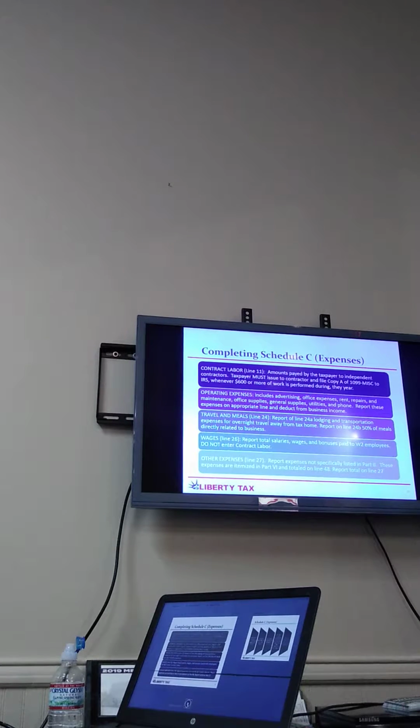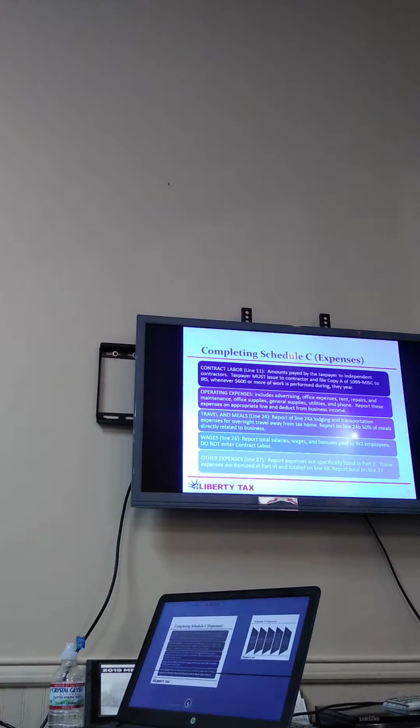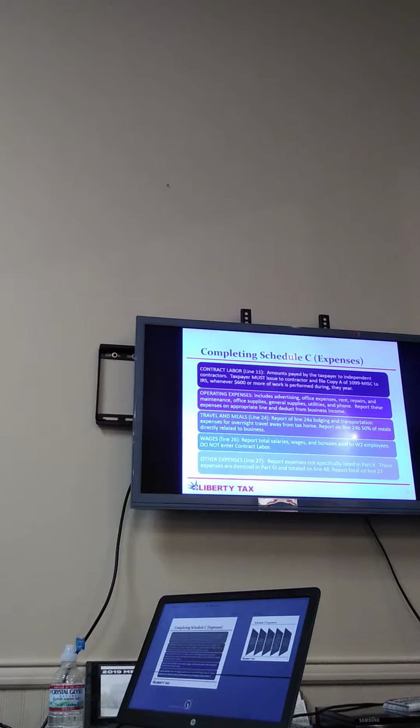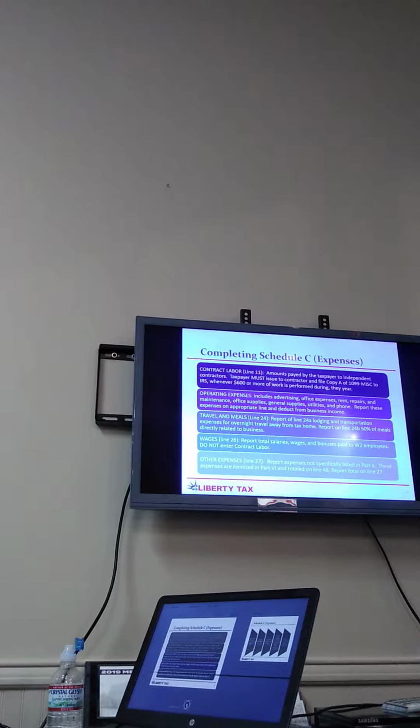Food while you're traveling, but for the food you can only count 50%, unless you're a transportation worker, and then you can do 80. Okay? People will come in with all their meals, and it's like, well, we can only count half of them. It's just a rule the IRS makes. Possibly could be a question on your exam.